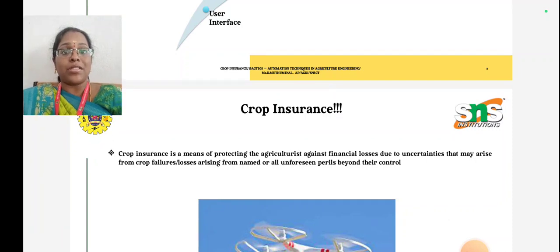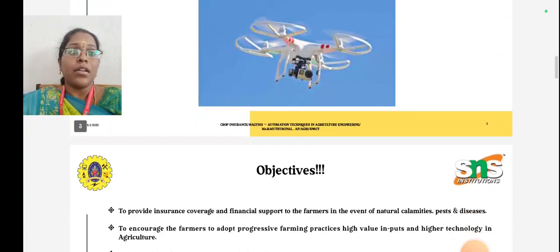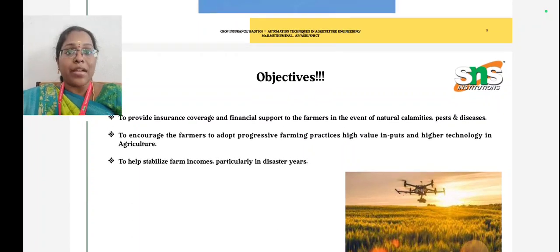If some prediction can be made with the drone, it would be helpful for us to identify the crop yield or the failure that may happen in the future. So if we have insurance protecting that agricultural field, it would help the agriculturist to lend a hand in protecting from the financial losses due to uncertainties that could happen in the near future. Next is, what is the main objective of using crop insurance?